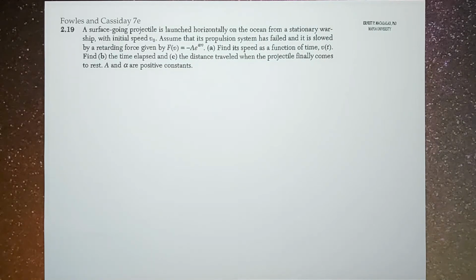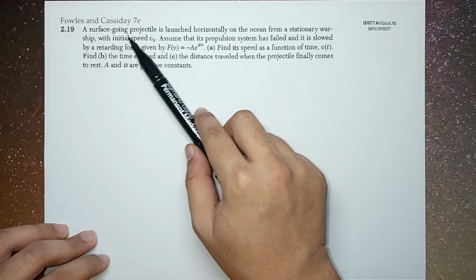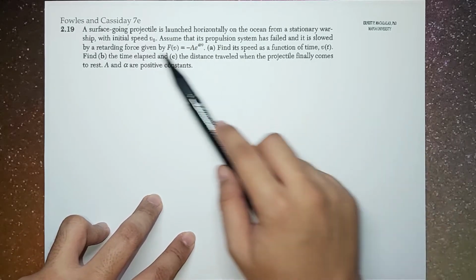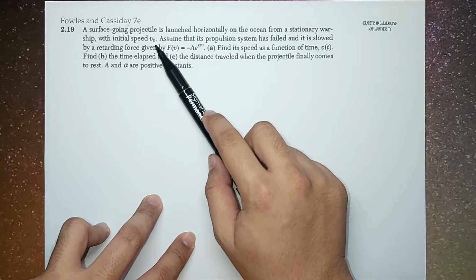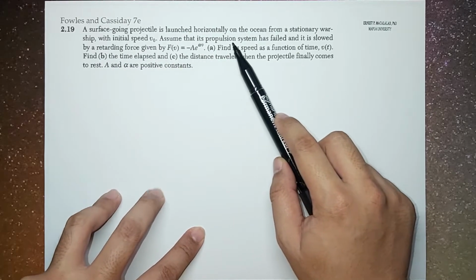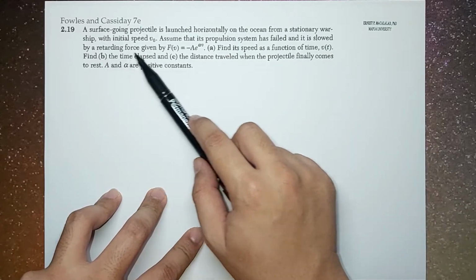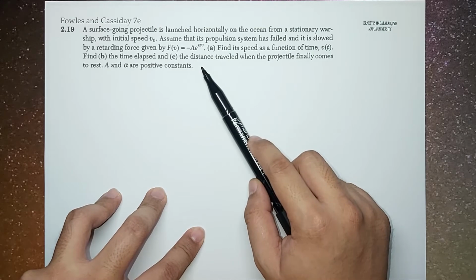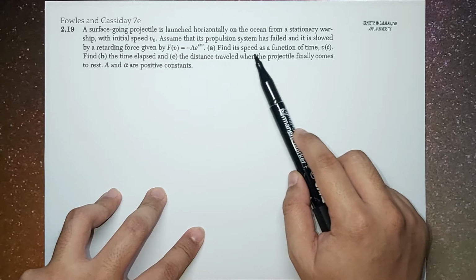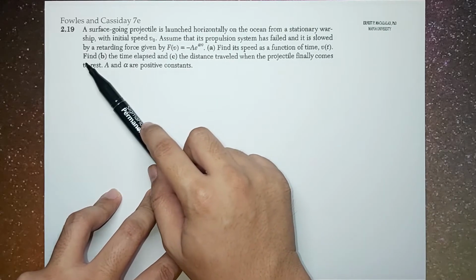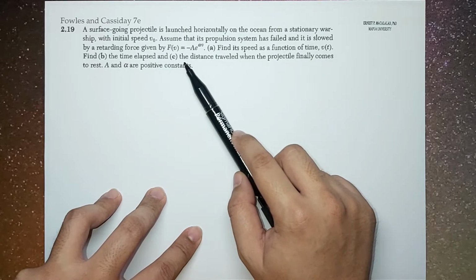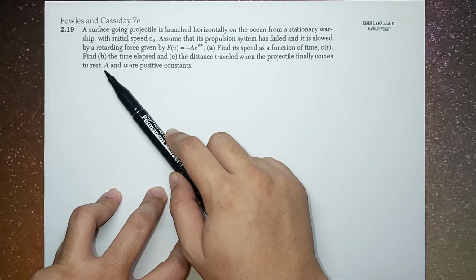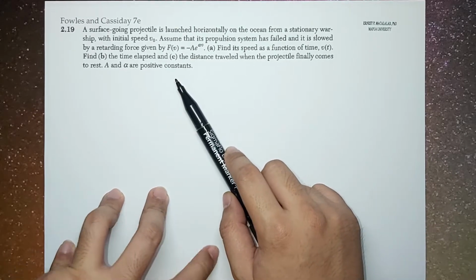edition. The problem reads, a surface-going projectile is launched horizontally on the ocean from a stationary warship with an initial speed of v0. Assume that its propulsion system has failed and it's slowed down by a retarding force given by F is equal to negative a e to alpha v. So letter A, find its speed as a function of time, letter B, the time elapsed, and letter C, the distance traveled when the projectile finally comes to a rest. Here we take note that a and alpha are positive constants.